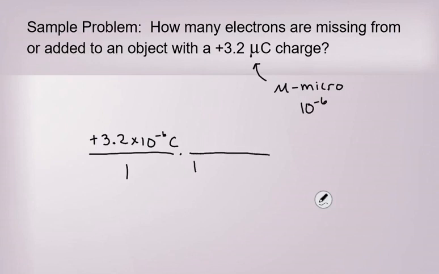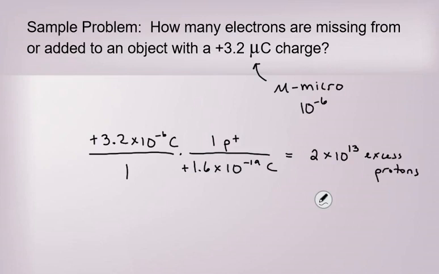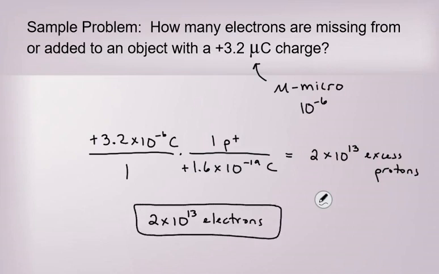And so each proton has positive 1.6 times 10 to the negative 19 coulombs. And again, that's for one proton. And so if I do that math, I find out that the number of excess protons that I have is 2 times 10 to the 13th. And so the question was, how many electrons are missing? Or in other words, how many electrons did we lose? Well, then we also lost that many electrons in order for us to have that many excess protons.